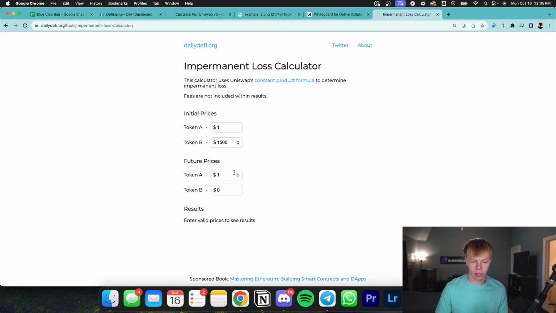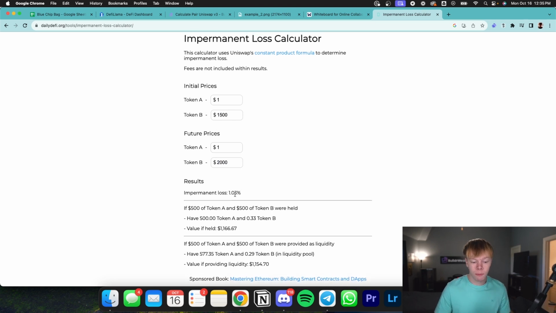So let's look at this impermanent loss calculator and assume token A is USDC and token B is Ethereum. If the price starts at 1,500 and goes to, let's just say, $2,000, we have 1% of impermanent loss. Now we still have 50% of each asset. We have $577 in token A, which is USDC, and 0.29 token B, which is 0.29 Ethereum, which would be equal to $577. So we don't have much impermanent loss. We only have about 1% of impermanent loss.